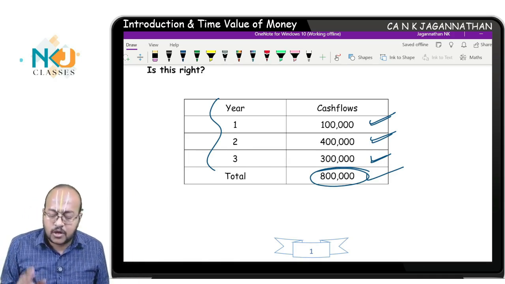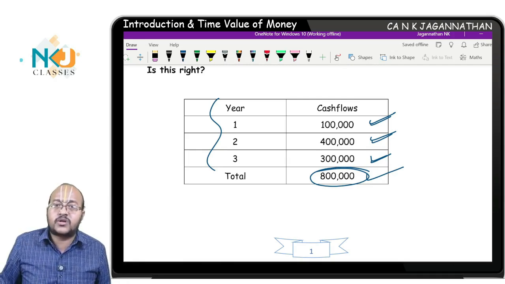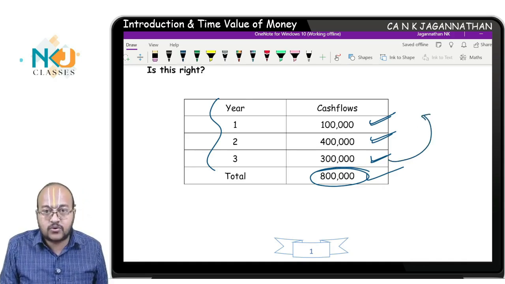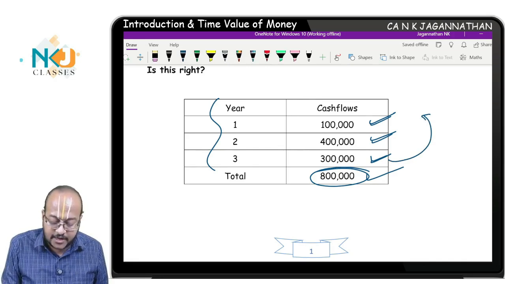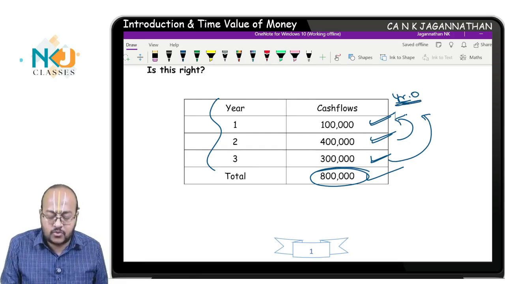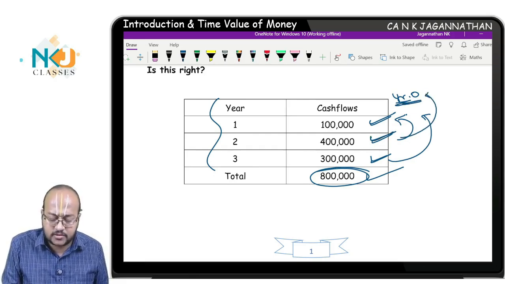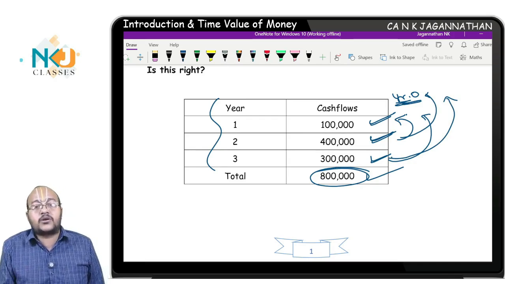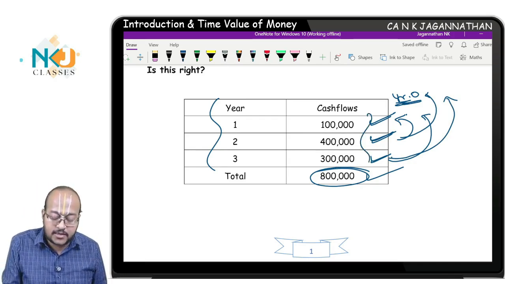So what you have to do, you have two options. Either you need to discount and bring the future money to present value terms, or see here, very simple. End of year 1, the cash flow is 1 lakh, you bring it to year 0. Then end of year 2, you are receiving 4 lakh, that also you bring to year 0. Then 3 lakh rupees which you are going to receive at the end of year 3, that also you bring to year 0. And you can total, you will get present value of all these cash flows.